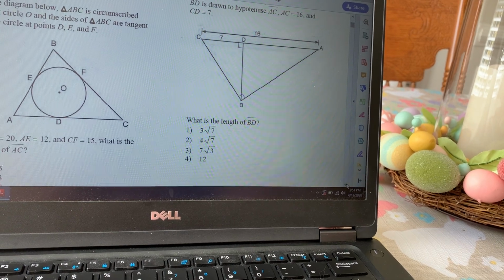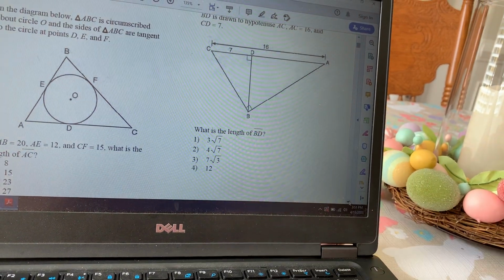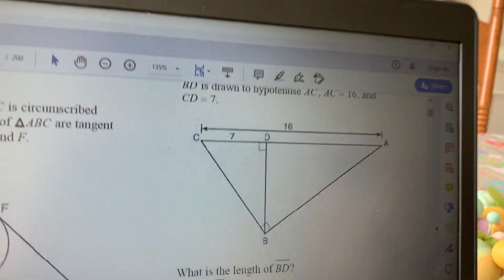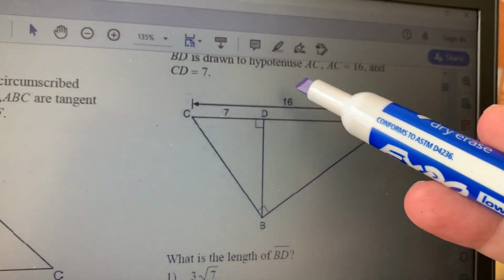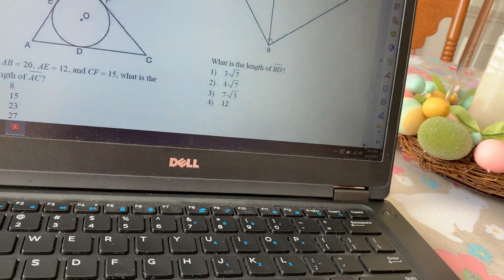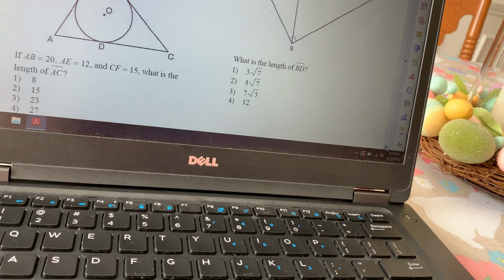So I'm going to draw the triangle. We're going to try to break it down to the individual triangles and see what we can know, okay? So if I'm looking at it close, this is 7. The whole thing is 16, so I know DA has to be 9, right? So I'm going to draw the whole thing, okay?